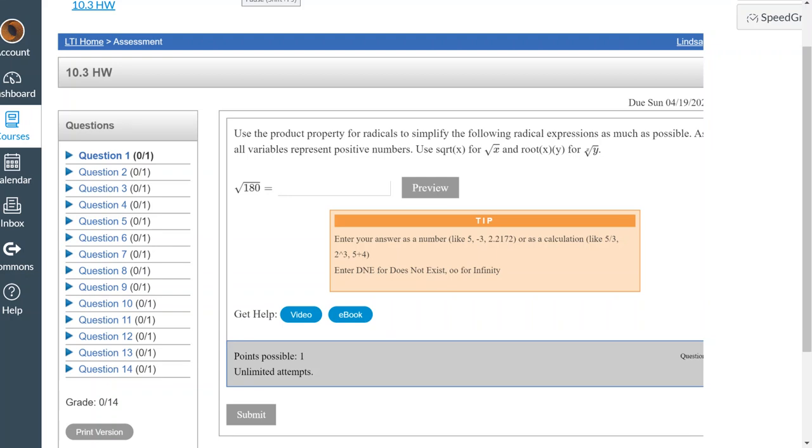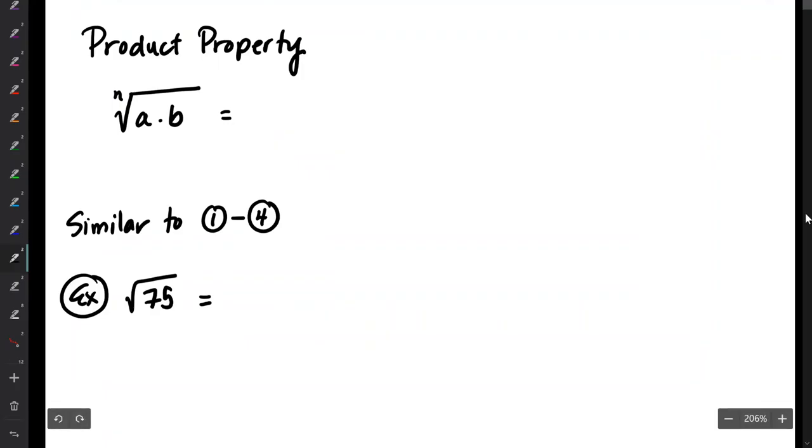In this video, we're going to be doing problems that are similar to questions 1, 2, 3, and 4 in homework 10.3. They all utilize something called the product property for radicals or for roots. Radicals and roots are the same thing. And this is what the property says.